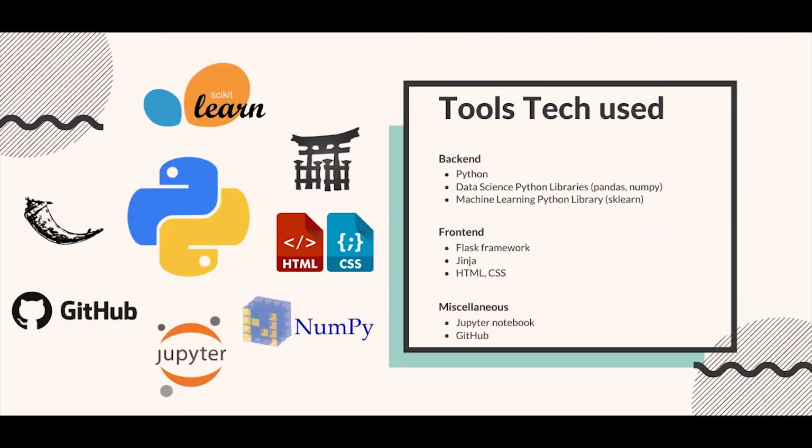We used Python's libraries sklearn for machine learning, feature selection, and result evaluation. Pandas and NumPy for data analysis, data wrangling, and data transformation. We used the Flask framework for web development using Python. We made use of Jinja templating language, which allowed us to use variables in HTML and CSS. For collaboration, we used GitHub, and Jupyter Notebook was used for data analysis and data cleaning.